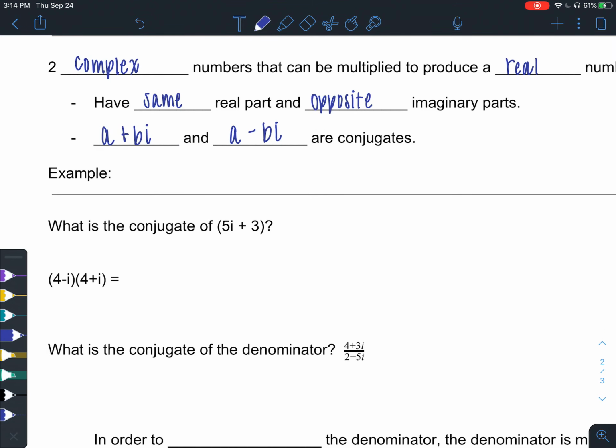So, if we're looking at the conjugate of 5i plus 3, let's go ahead and write that as 3 plus 5i first in the correct order. So then this conjugate is 3 minus 5i. So that is the conjugate of 3 plus 5i.